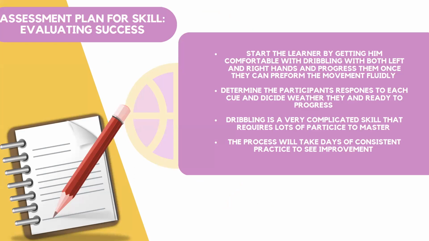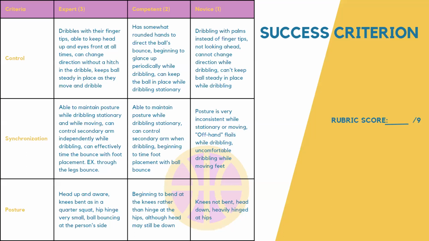Dribbling is a very complicated skill that requires lots of practice to master. Again, even the best players in the world are constantly working on the fluidity, constantly working on dribbling a basketball as efficiently as possible. That's synonymous with all levels of the sport. The process will take consistent practice to see improvement. It could take days, it could take months, it could take years. It just depends on your overall skill level.